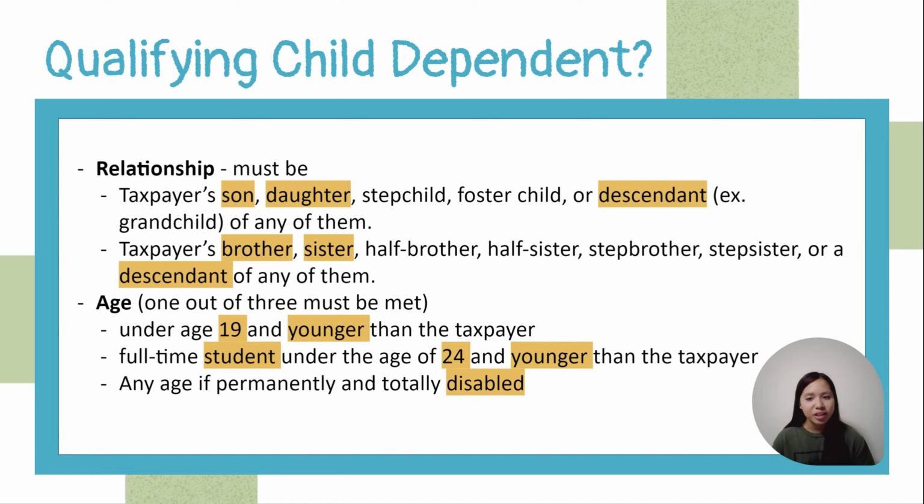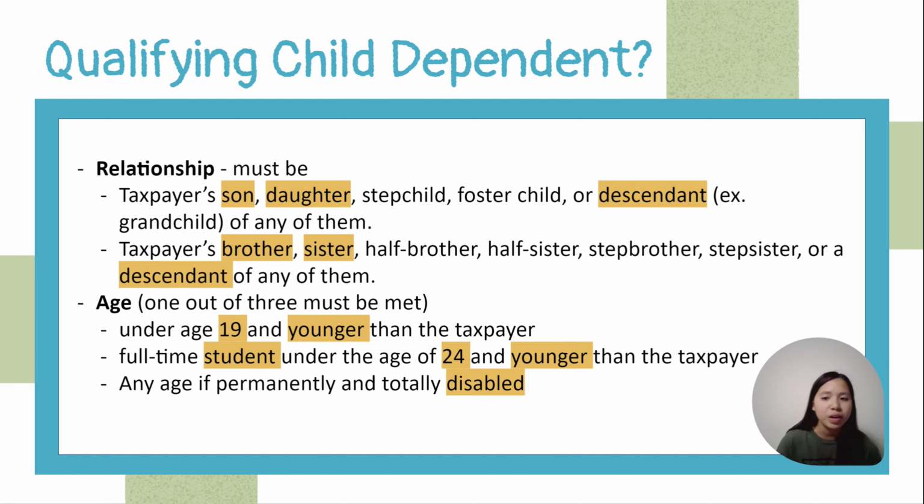A caveat to this is if the dependent is a full-time student. In this case, the age limit is expanded to 24 years old, as long as the dependent is still younger than the taxpayer. So say you come into contact with a client who has a daughter in college, and the daughter is 20. Even though she's over age 19, she is a full-time student, meaning that she can still be claimed as a dependent until she reaches 24, as long as she meets all the other qualifying child dependent tests.